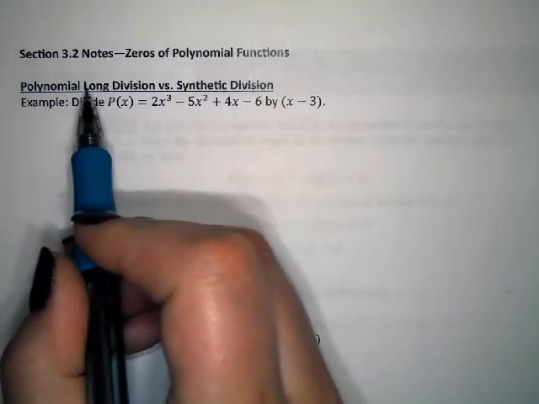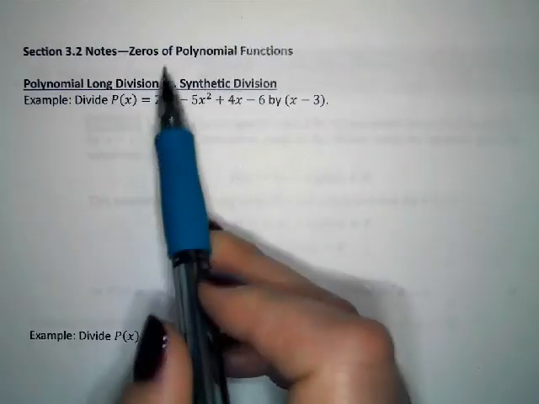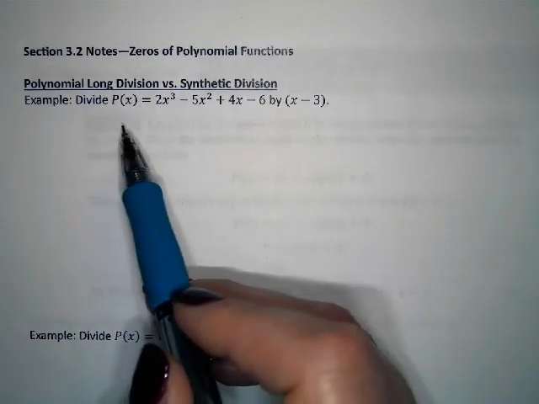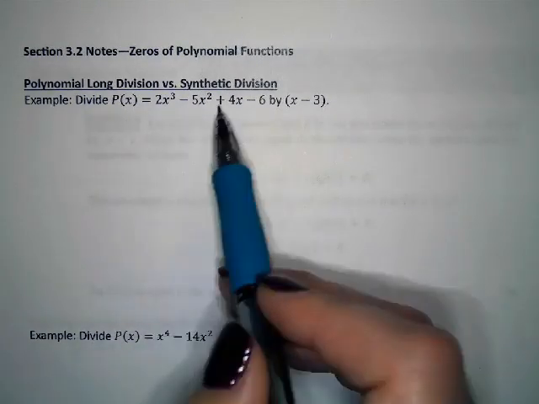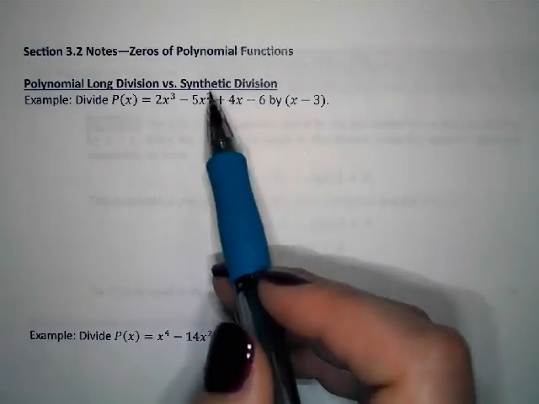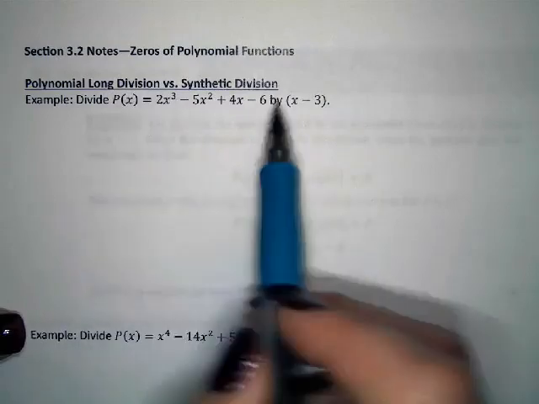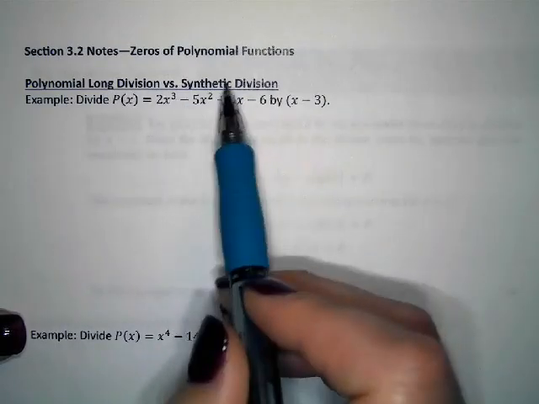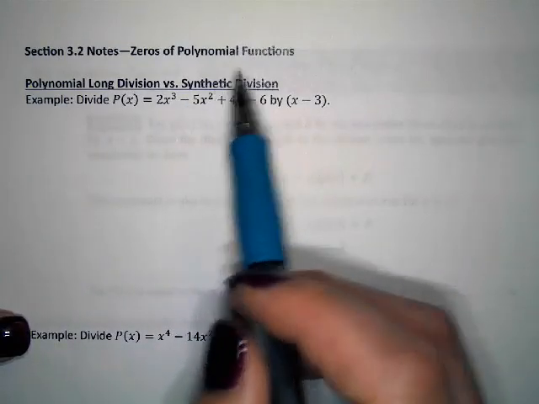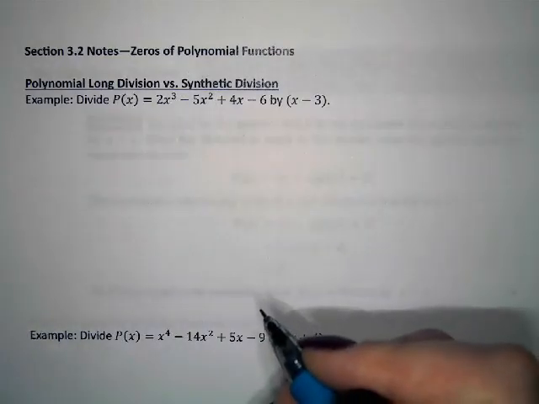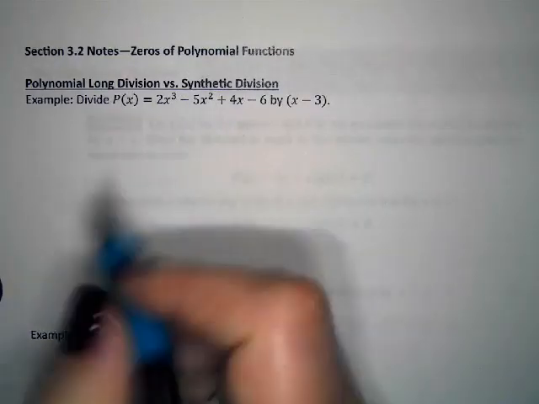This video is on section 3.2 notes, zeros of polynomial functions. So the first thing we're going to do is look at polynomial long division and synthetic division, and you'll see in a little bit how both of those have their use. Typically synthetic division, because it's a bit of a shortcut, but how those have their use in helping us find zeros of polynomial functions, even though it doesn't feel like it at first.